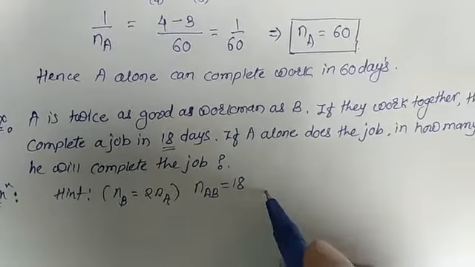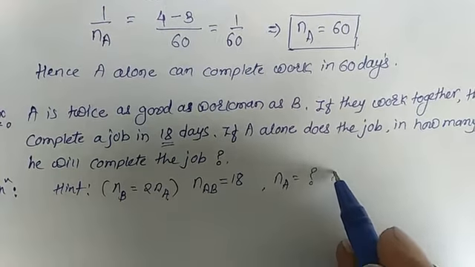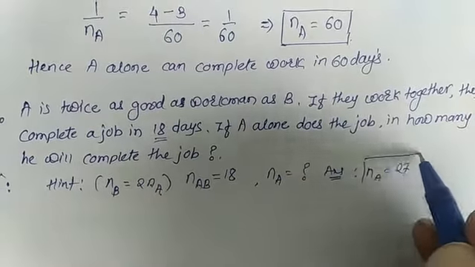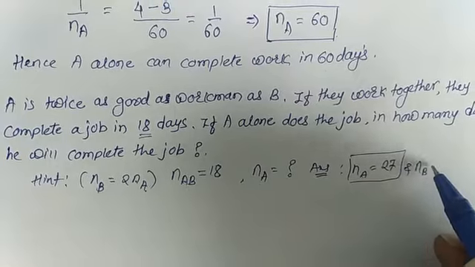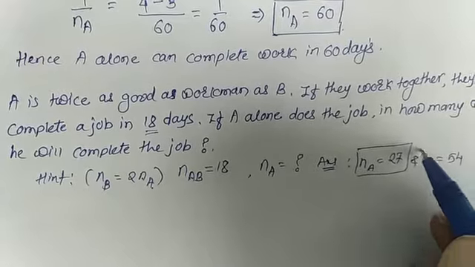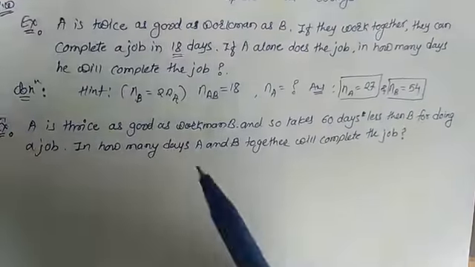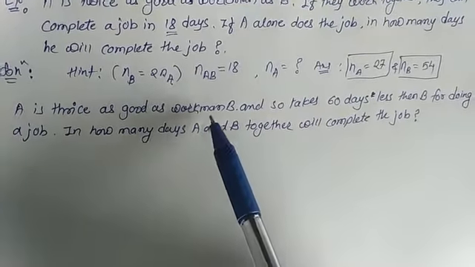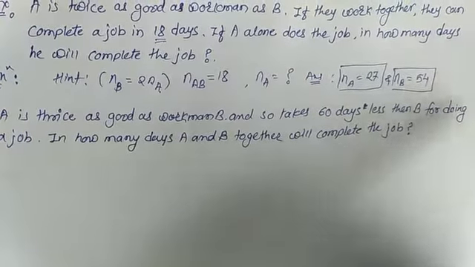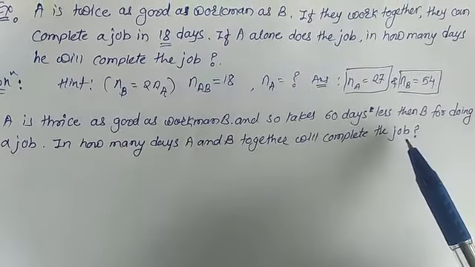So after solving, you will get, and you have to find, n to the base A is equal to 27. Okay, and n to the base B is equal to twice that, so it will be 54. Okay, now the next example is, A is thrice as good a workman as B, and so takes 60 days less than B for doing a job. In how many days will A and B together complete the job?